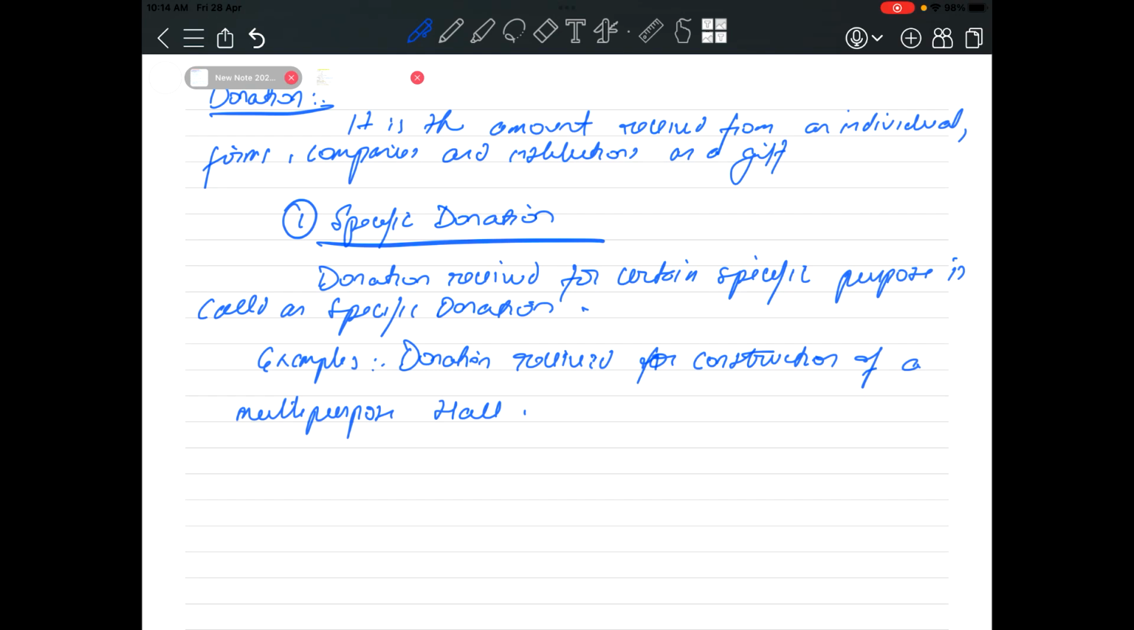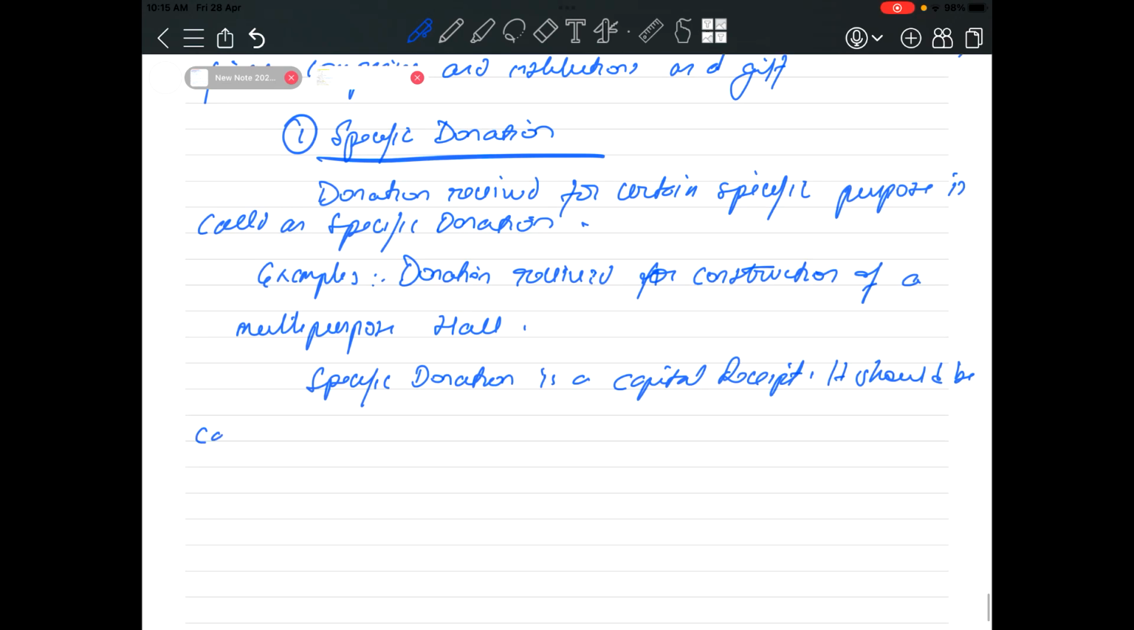Now you have to understand that specific donation is a capital receipt. I hope you know the difference between capital and revenue receipts. So it is a capital receipt, and it should be capitalized.